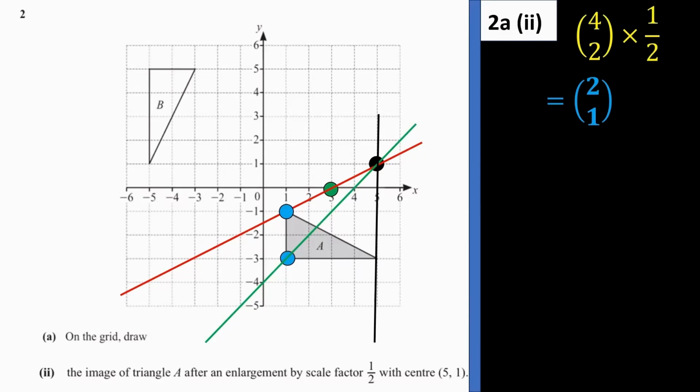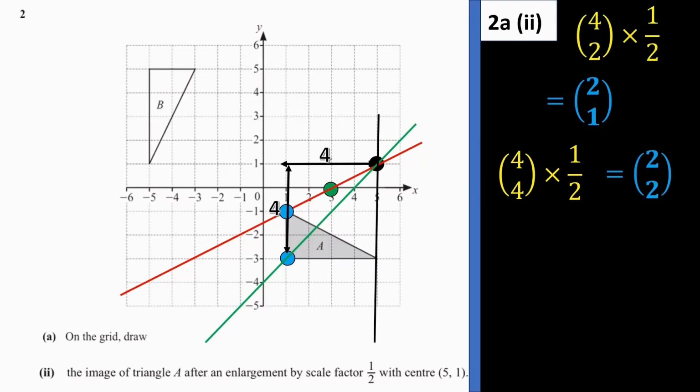The second point, we want to also find the distance from the center of enlargement. So we look at the horizontal distance is 4 boxes away, and the vertical distance is also 4 boxes away. So put this as a column vector and multiply by the scale factor half. The column vector with component 4 for the x value and 4 for the y value. If we multiply 4 by half, we get 2. For the x value, the component is 2, and for the y is also 2.